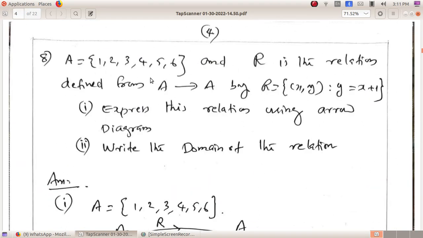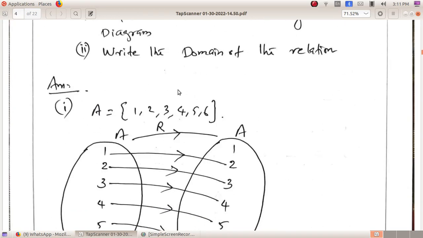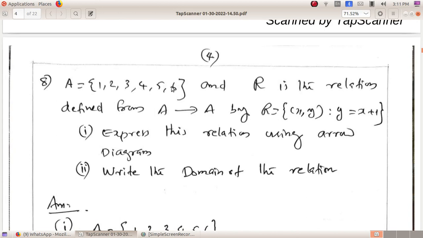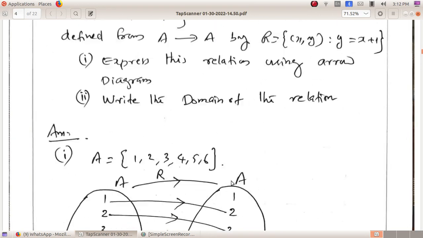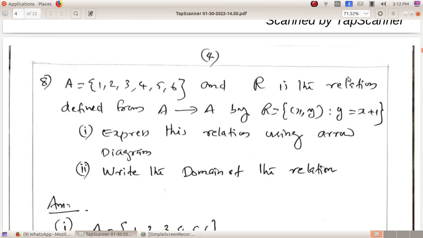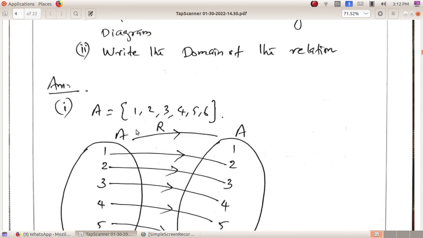Next question. Let A be equal to the set {1, 2, 3, 4, 5, 6}, and R is a relation from A to A. So, this is A, this is A. The elements are 1, 2, 3, 4, 5, 6 in both. R is defined from A to A by R equal to {(x, y) such that y equals x plus 1}. So a relation is named as R.